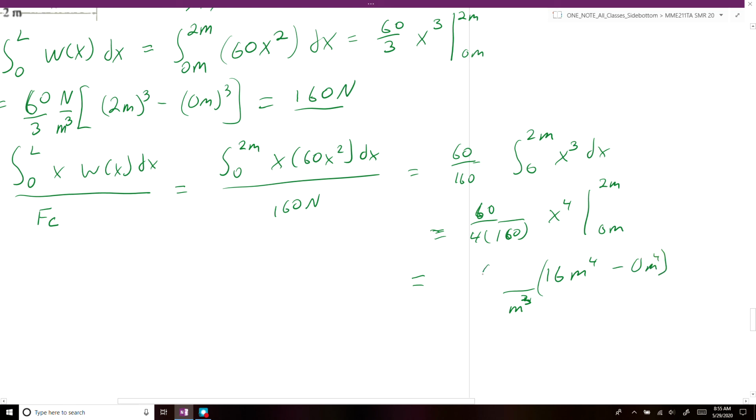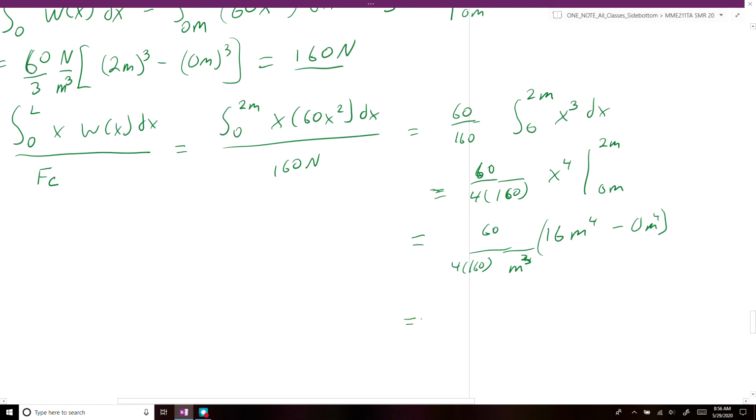All right, and this would be 60 times 4 divided by 160. So this would be equal to 16 times 60 divided by 4, divided by 160, which would be the same thing as 60 over 40, which is the same thing as 1.5 meters. All right, and that would be our x sub c.